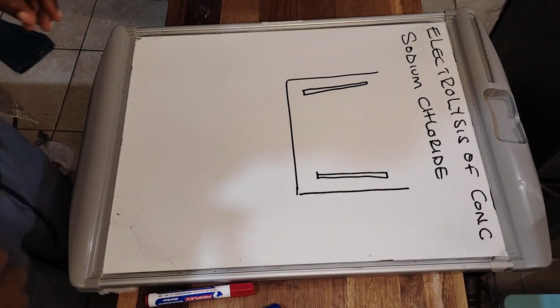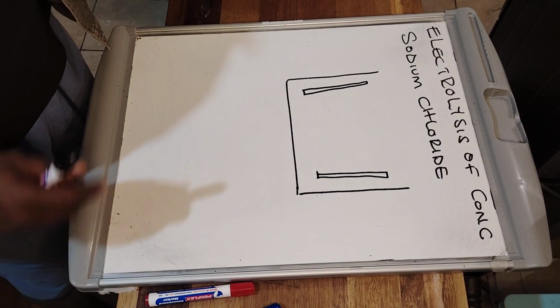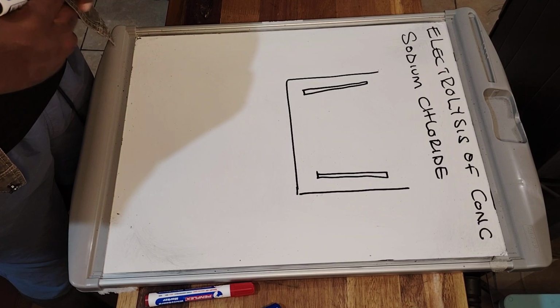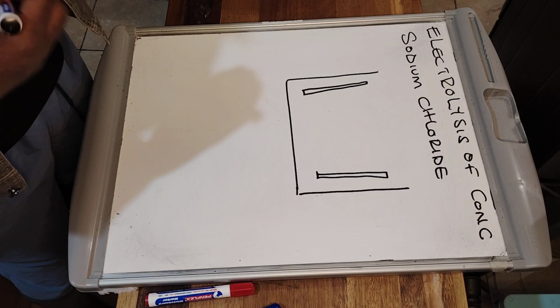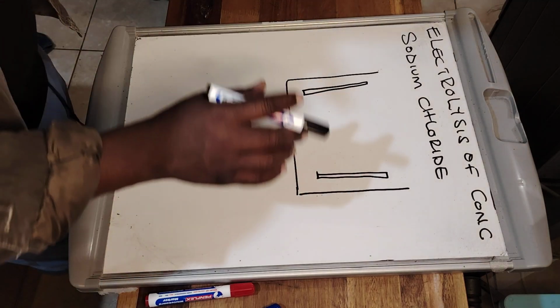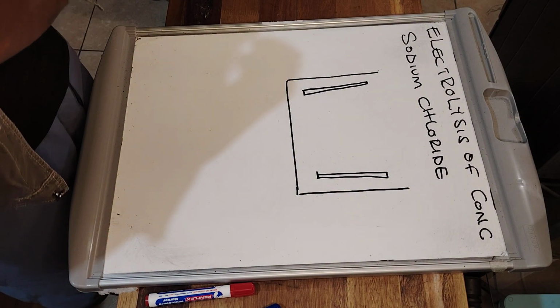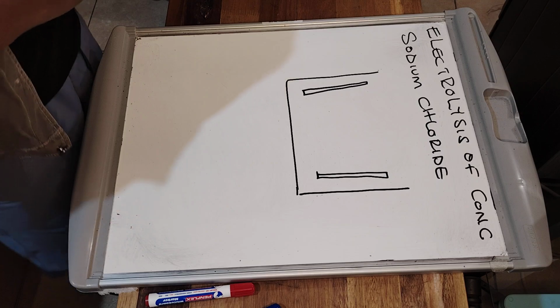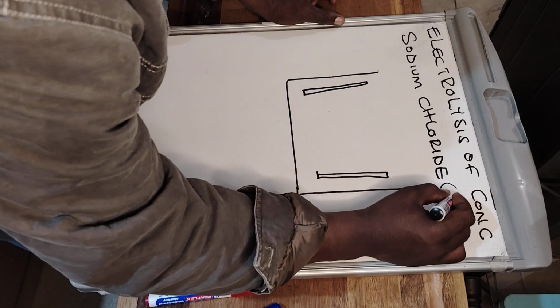Now we come to our last application of electrolytic cell. Then we close the cell and we move to something else. This is electrolysis of concentrated sodium chloride, which some people call brine.